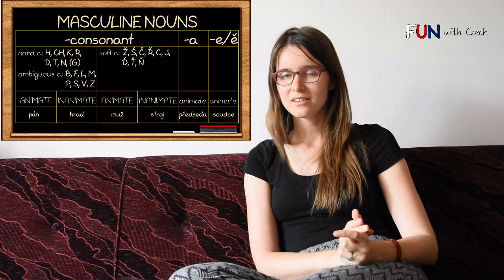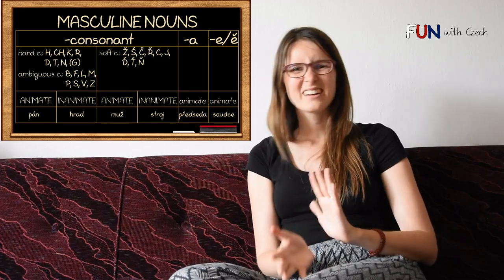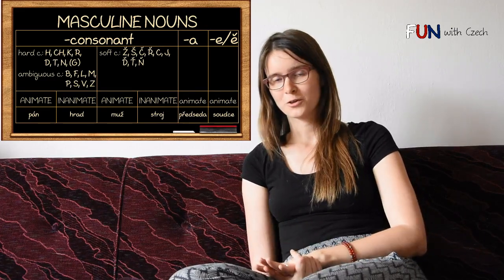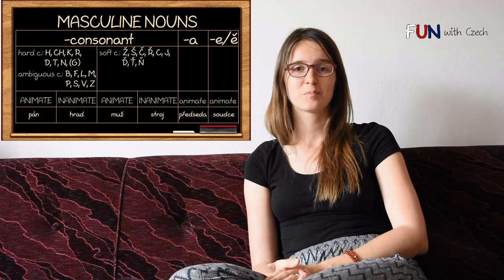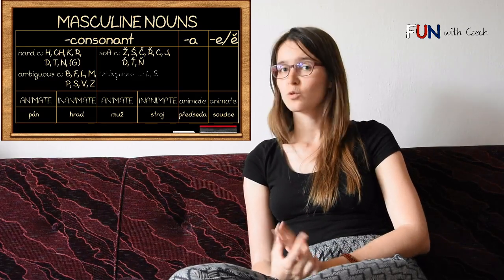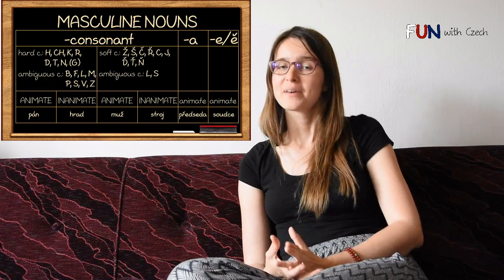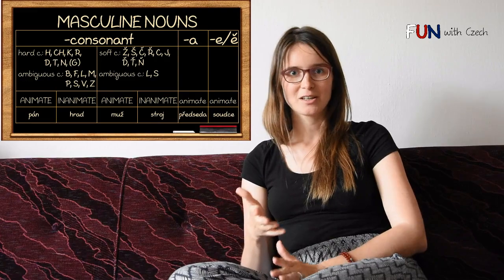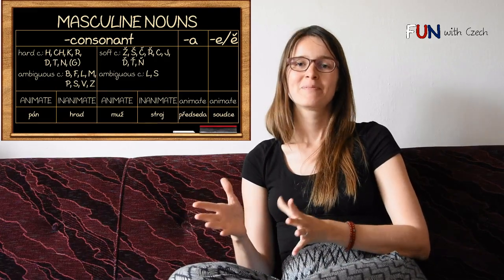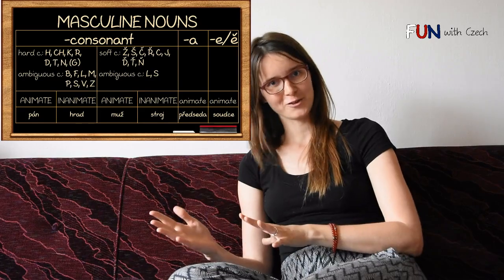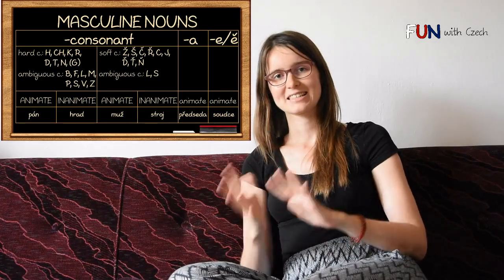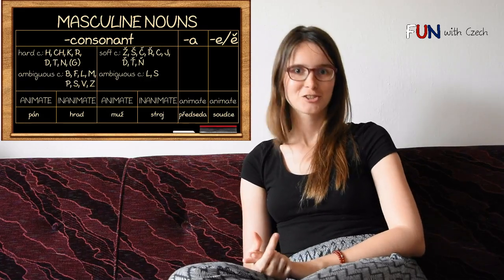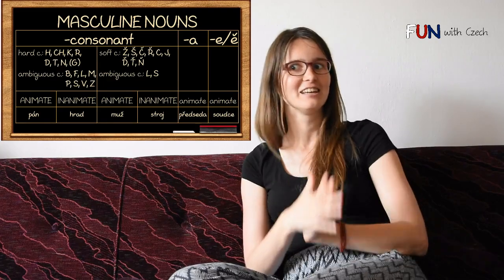Only l and s are kind of tricky. They usually work rather with the soft consonants. For example, in the word učitel, l is an ambiguous consonant, but the pattern which the word učitel is going to use is the same as with the soft consonants. So l and s somehow in this case belong more to the group of j, sh, ch, ř, c, y, g, k, ň, and then l and s.